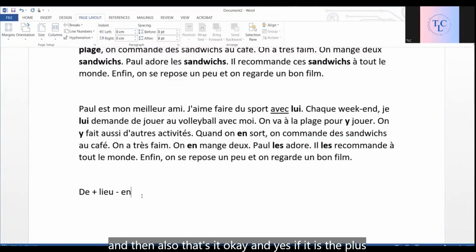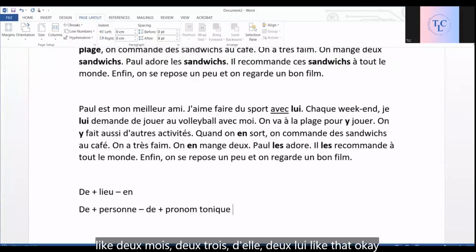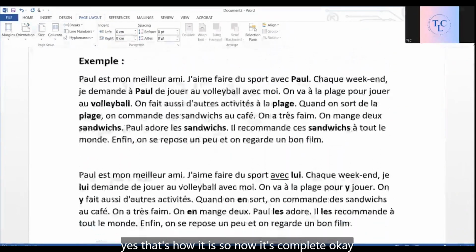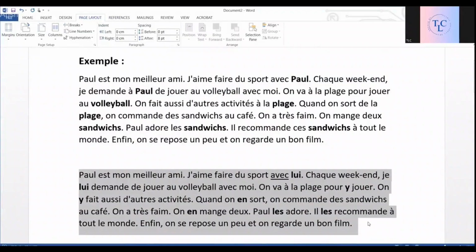And yes, if it is de plus a person, then we don't use en. We use de plus pronom tonique, like de moi, de toi, d'elle, de lui, like that. Yes, that's how it is. So now it's complete.